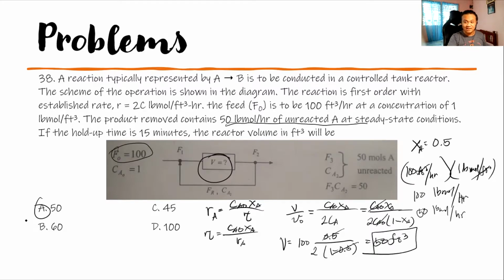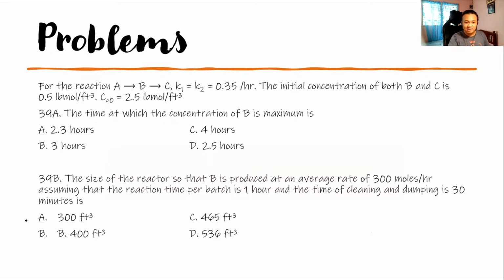And that's also the answer in the answer key of the book that I am using. Okay, so that's it. It's really easy. Let's move on to number 39. Number 39 has two items, which is 39A and 39B.